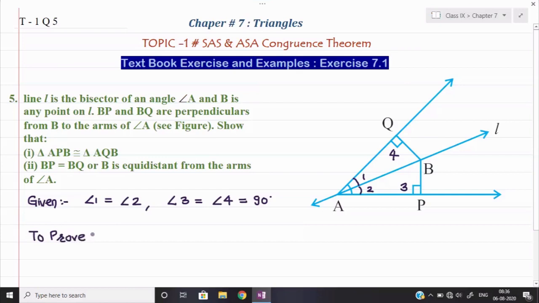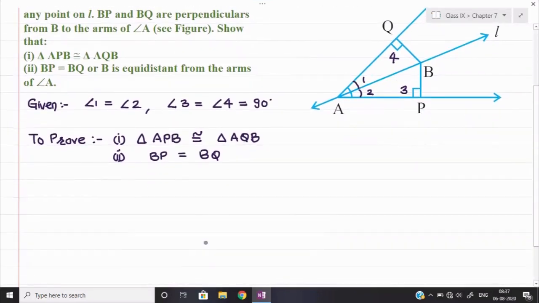Now we shall write down here to prove. What we need to show here? We need to show that in the first part, triangle APB is congruent to triangle AQB. Okay, second part is BP is equal to BQ, that we need to show. They are saying in other words B is equidistant from the arms of angle A, means basically that we want to say that BP and BQ are equal. Okay, so now let us see the proof of the question.